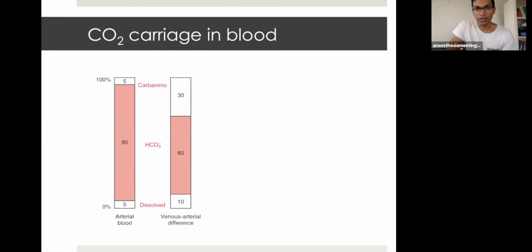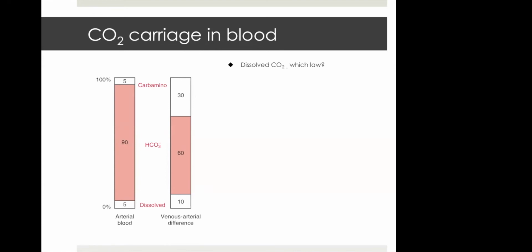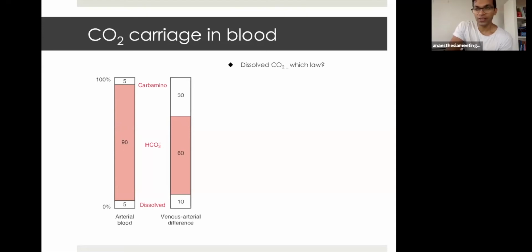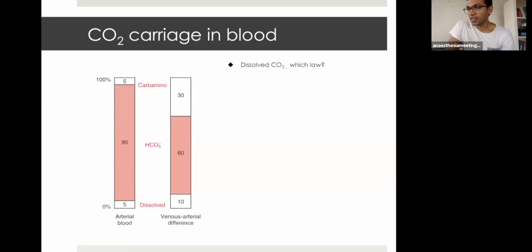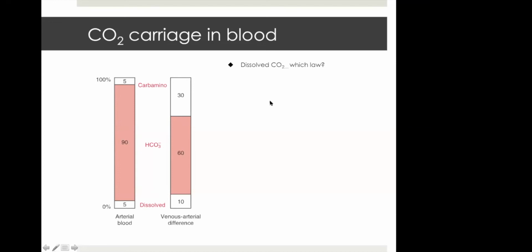Let's keep moving. I'll just go through some questions here. Dissolved CO2, what law is that, Simon? So that'll be Henry's law, will it not? Yeah, exactly. And what's the formula for dissolved CO2? I can't actually think off the top of my head. That's all right. I'm going to ask you another question.